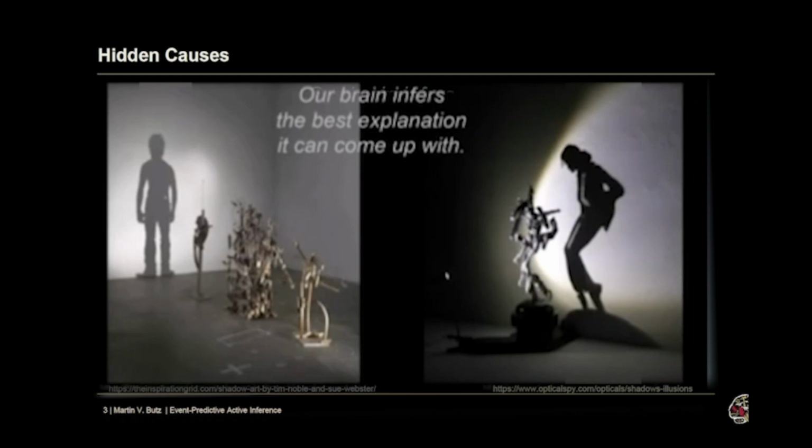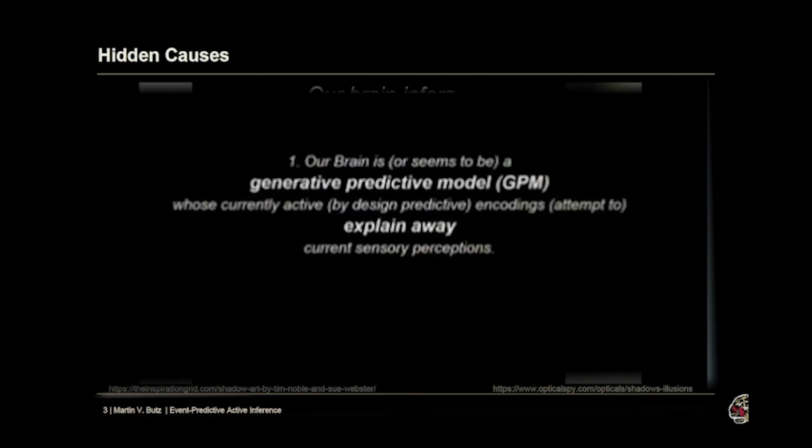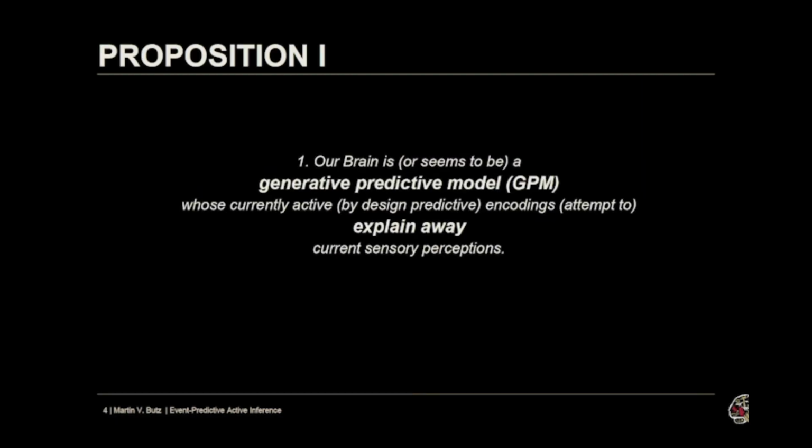I hope that's quite intriguing, and it means that what the brain does is infer the best explanation it can come up with under the information about the environment that is provided. Once we have more evidence about what's actually going on in the environment, like these strange sculptures, we revise our interpretation of what we see. So there's actually not a person standing there, but a strange sculpture creating this. So the first message I want to convey today is that there's lots of evidence that our brain is a generative predictive model whose currently active encodings, the neural activities themselves, try to predict and thus explain away the current sensory perceptions.